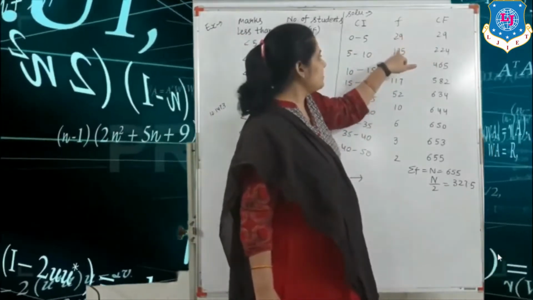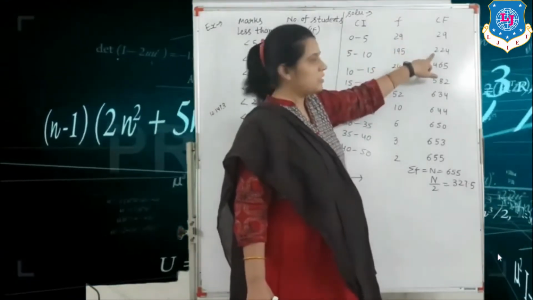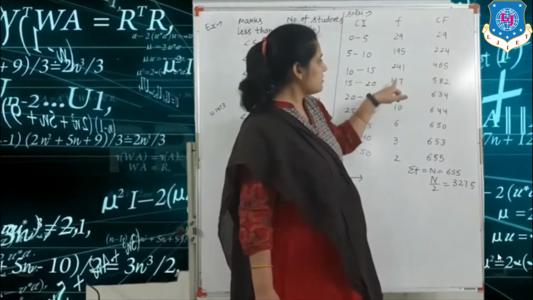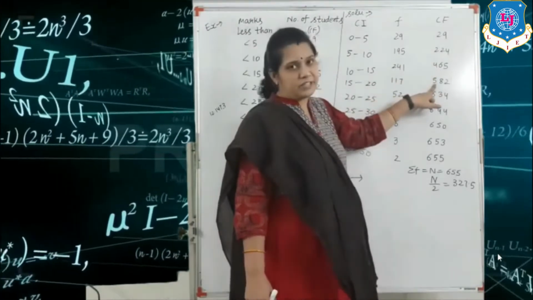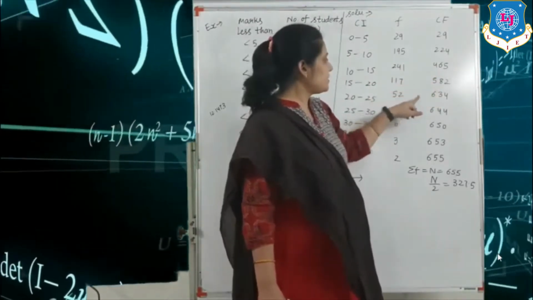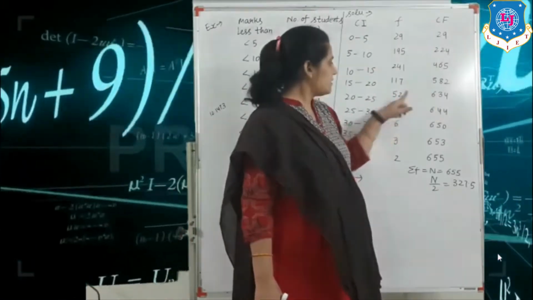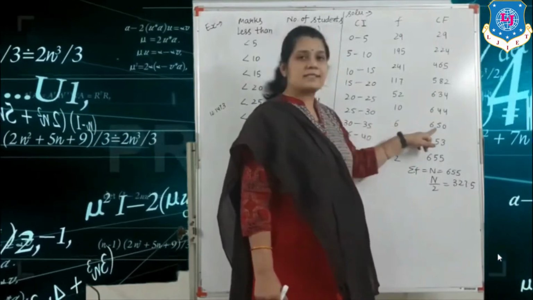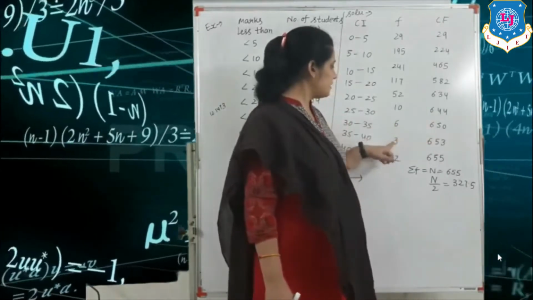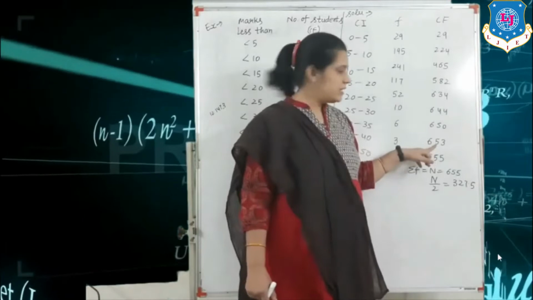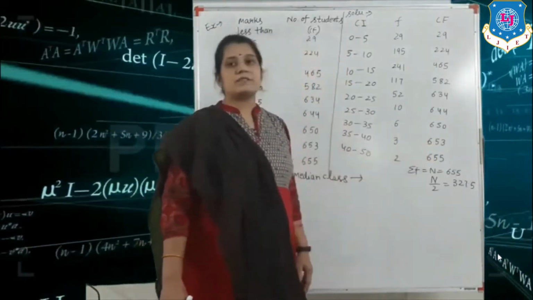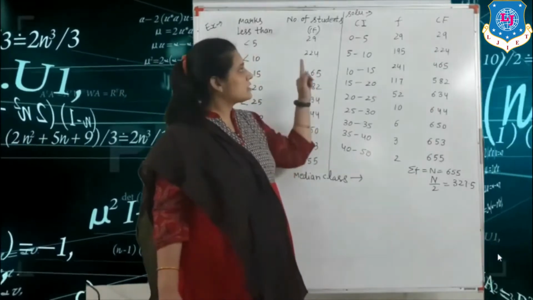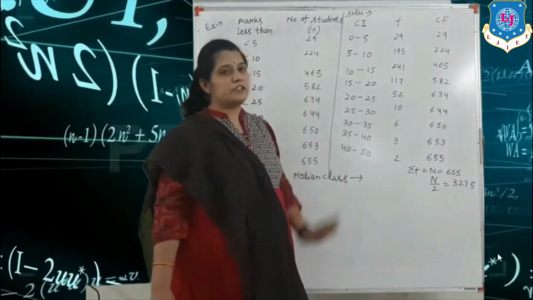So 29 plus 195, 224. 224 plus 241, 465. 465 plus 117, 582. 582 plus 52, 634. 634 plus 10, 644. 644 plus 6, 650. 650 plus 3, 653, and 653 plus 2 is equal to 655. Okay, so this is your solution: your class interval, your frequency, and your CF.